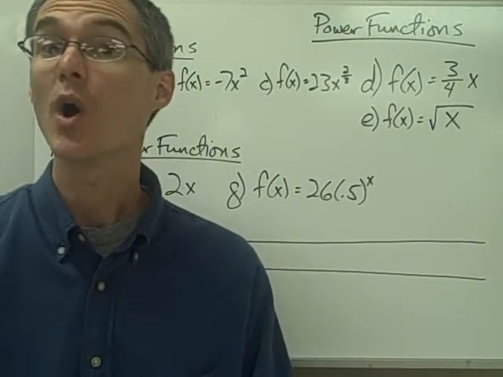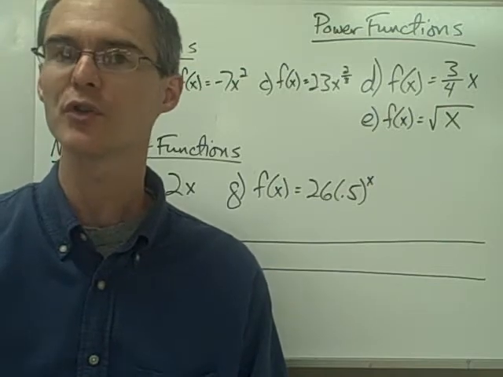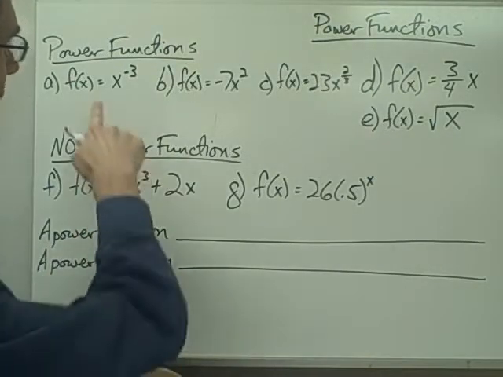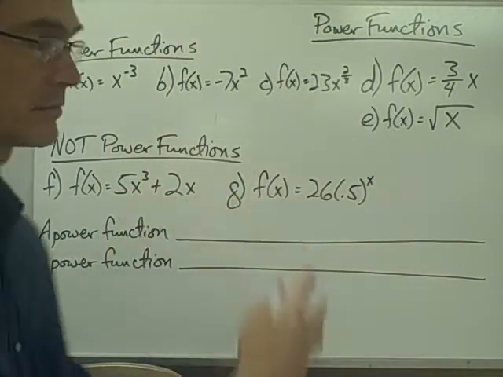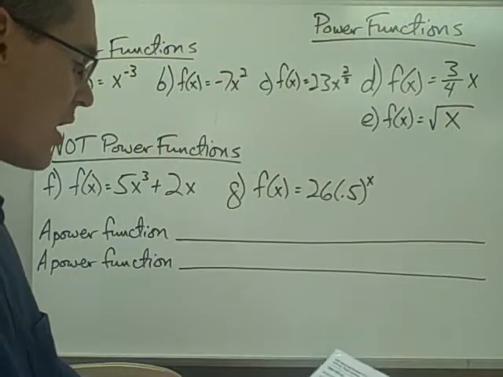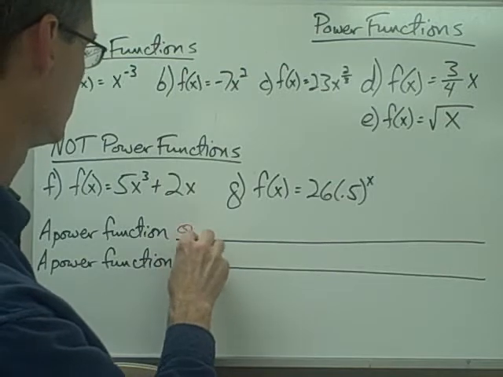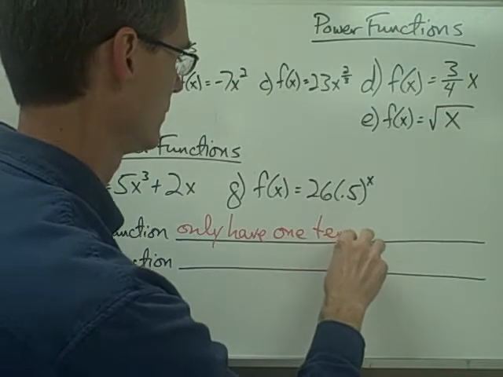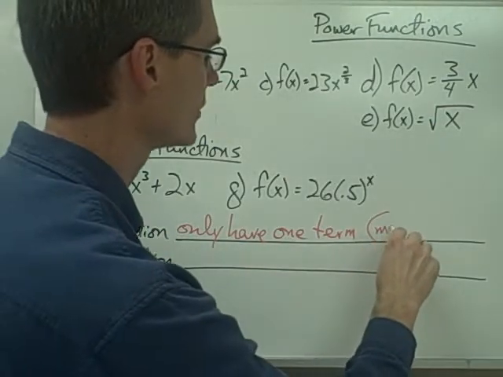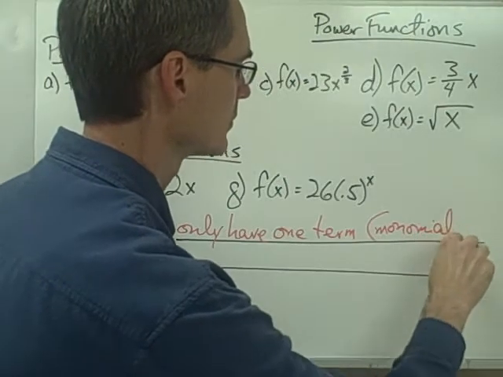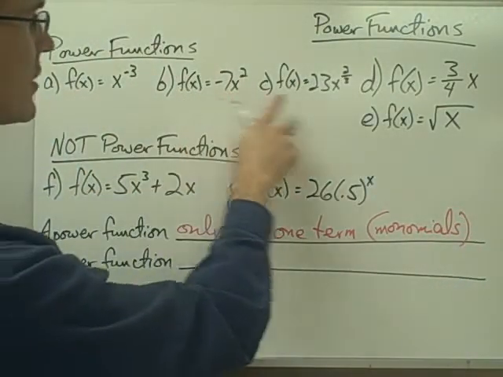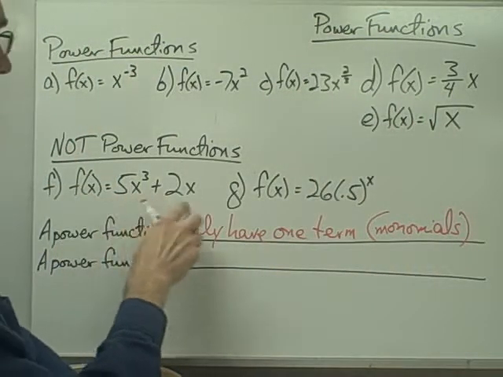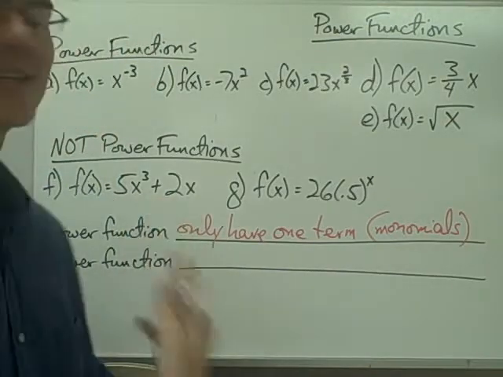Okay, so welcome back. Either you paused the video and you tried it for yourself, or you're just saying, go ahead and tell me what it is. So one of the things that's true about power functions that is not true about other types of functions is that power functions only have one term. That is, power functions are always what are called monomials. You can see each one of these functions here has only a single term. In this function down here, which is not a power function, it has 2 terms. That's what makes this function not a power function.